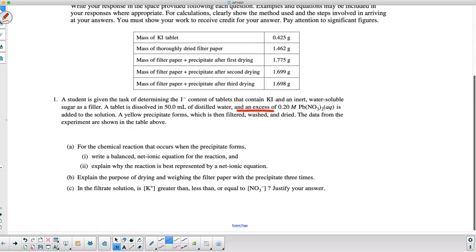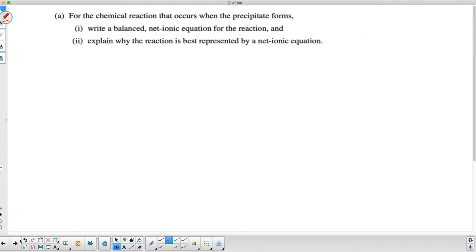So for the chemical reaction that occurs when the precipitate forms, write the balanced equation, the net ionic equation for this reaction, and then explain why the reaction is best represented by a net ionic equation. Excellent, no problem, we can do that. So let's take a quick look at what we have. It says for the chemical reaction that occurs when the precipitate forms, write the balanced equation.